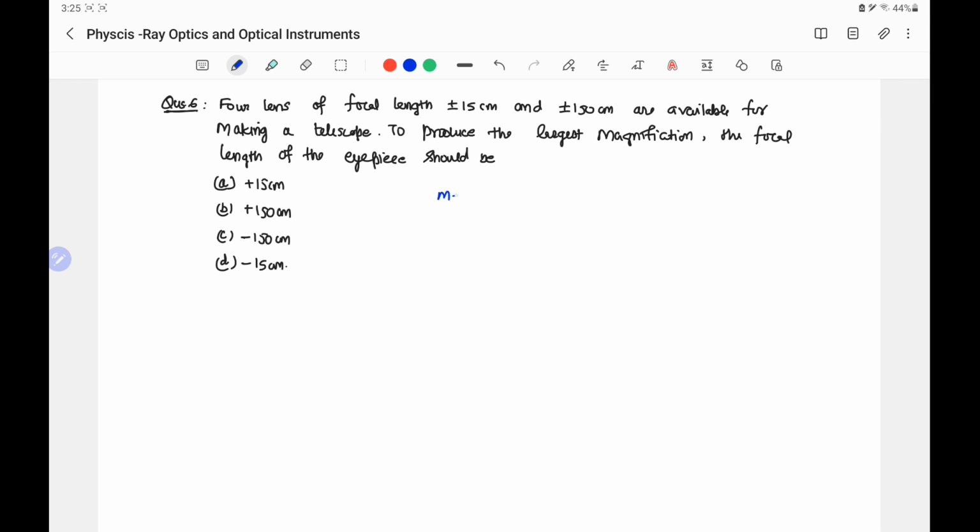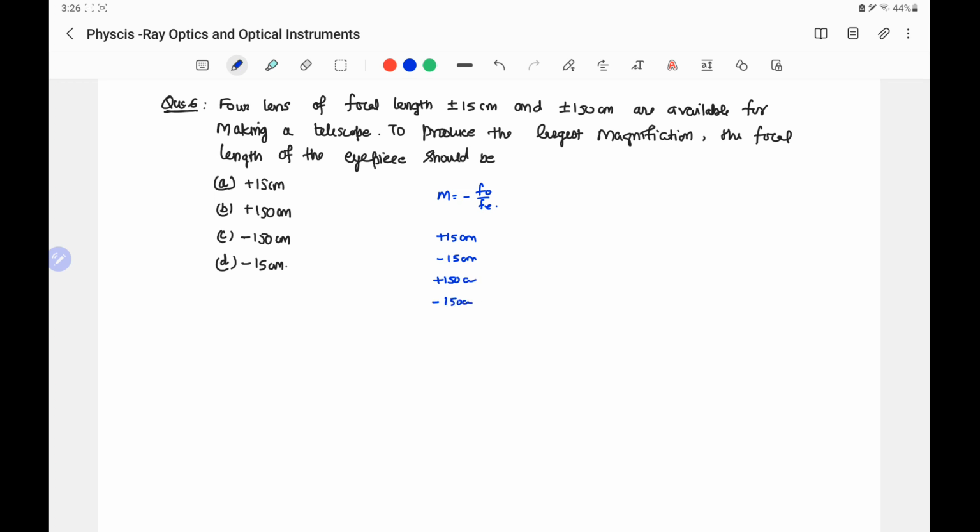We know that magnification of the telescope is minus f0 by fe, where f0 is the focal length of the objective lens and fe is the focal length of the eyepiece. Minus sign shows that the image formed is inverted. To have large magnification, the focal length of the objective should be larger and the focal length of the eyepiece should be smaller. Here we are given the four lenses. One is having the focal length of 15 centimeter, another is minus 15 centimeter, third one is plus 150 centimeter, and another one is minus 150 centimeter.